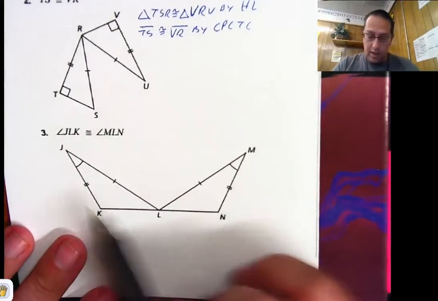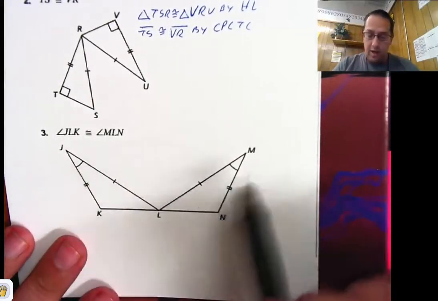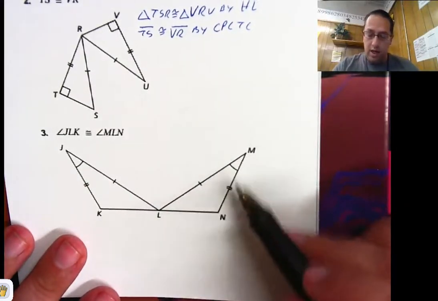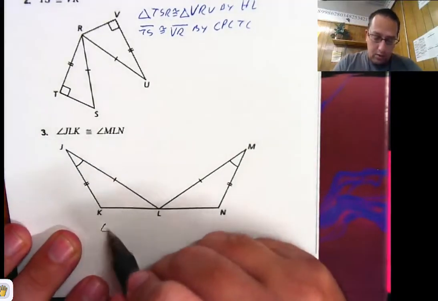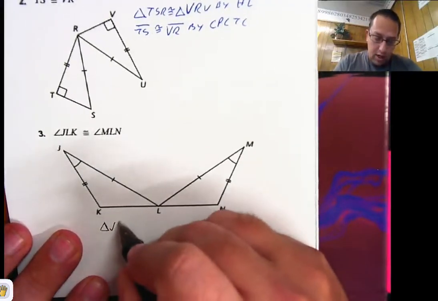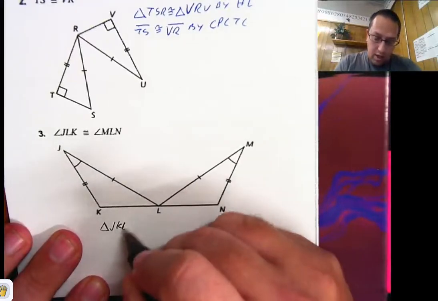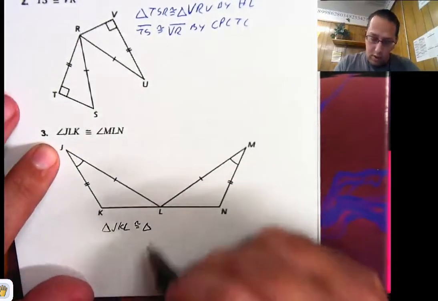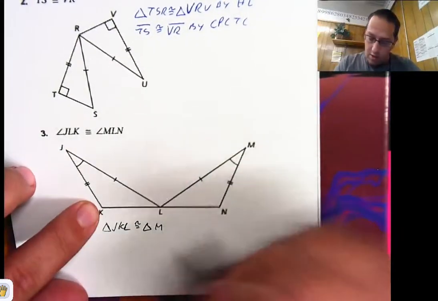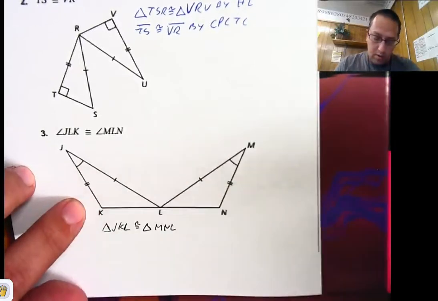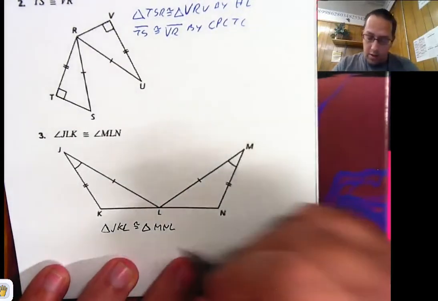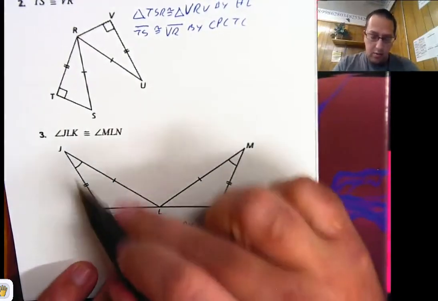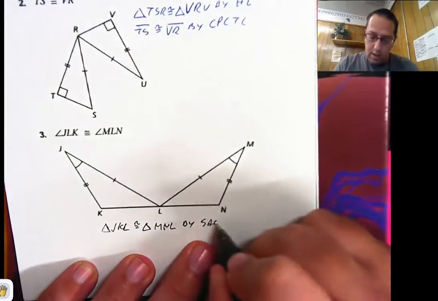We have a set of sides, we have another set of sides, we have the angle that is in between these two congruent sides, and so this is side angle side. So triangle JKL is congruent to triangle, let's see, J goes with M, K goes with N, and L goes with L. All right. So triangle JKL is congruent to triangle MNL by side angle side, so SAS.